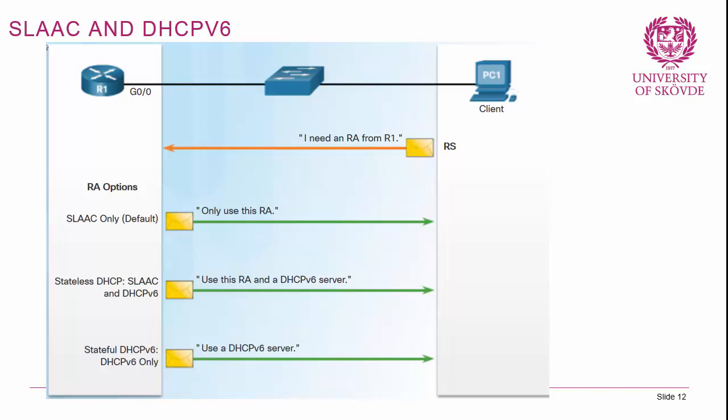So the first one is SLAAC only, that's the default option, and then the router says, okay, here's the information you need, get going. Then you can also do stateless DHCP, and stateless DHCP is informing the client that, okay, use this router advertisement to calculate your IPv6 address, but then you should contact a DHCP version 6 server to get other options such as DNS and default gateway and all of that. Or you can go stateful DHCPv6 and then you would use DHCP only. So then the router would respond to the router solicitation saying, okay, here's the router advertisement. Don't use the information in here. Instead, go to the DHCP version 6 server that's going to give you your address.